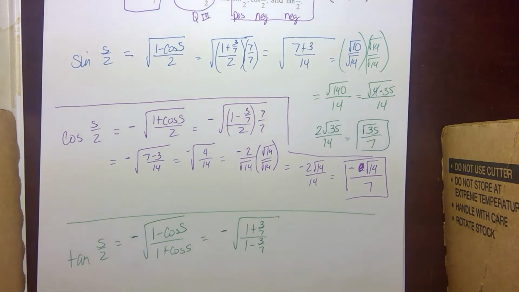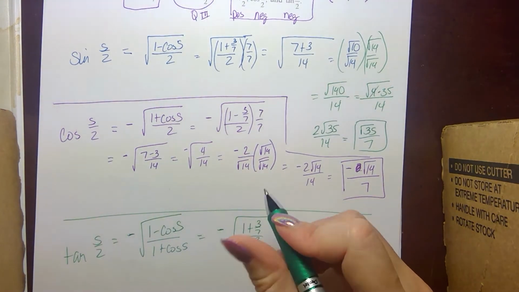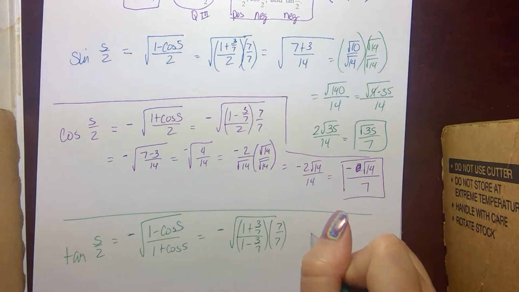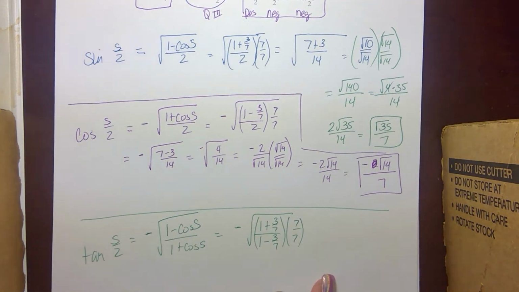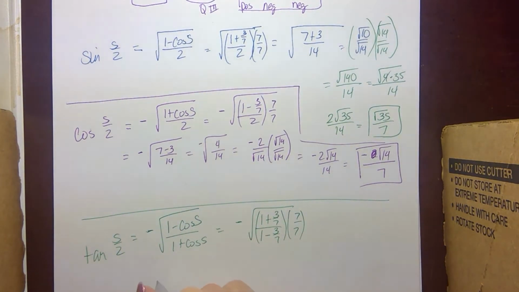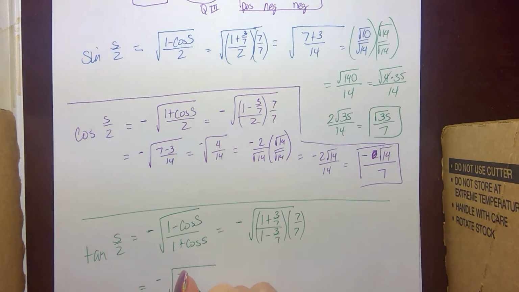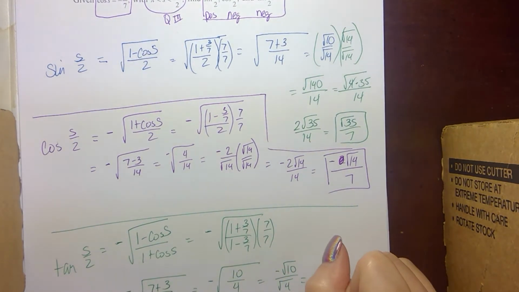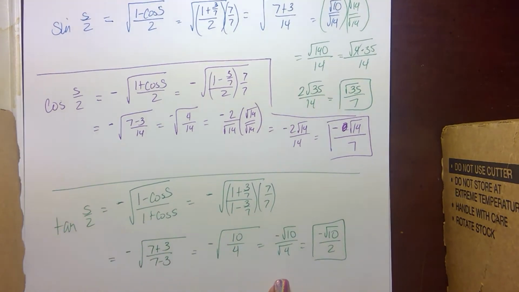Our cosine of s is negative. That's why those algebraic signs look like that. Multiply by our well-chosen 1 to simplify our rational expression. All right, there we go.